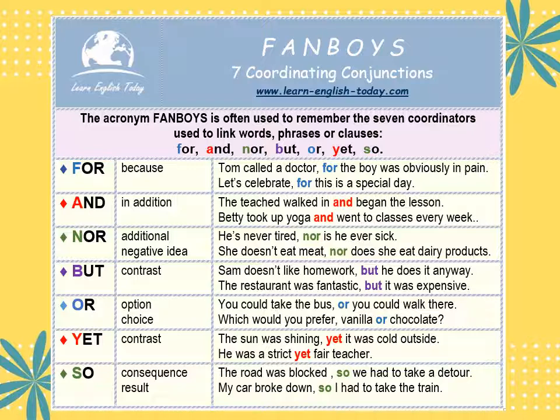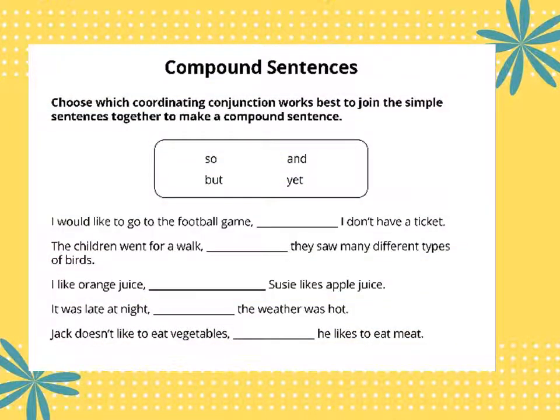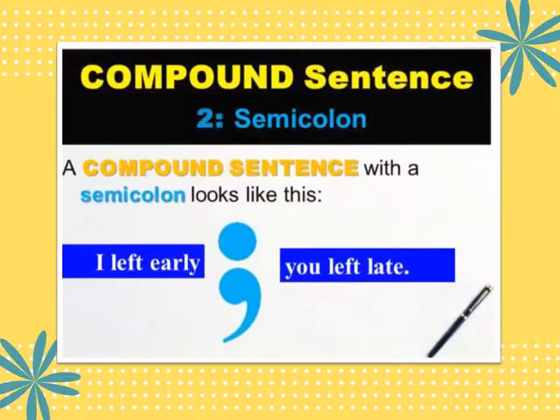So to show consequence, akibat. The road was blocked, so we had to take a detour. My car broke down, so I had to take the train. Okay. A compound sentence can also be made by using a semicolon. It will look like this. I left early; you left late, yeah.